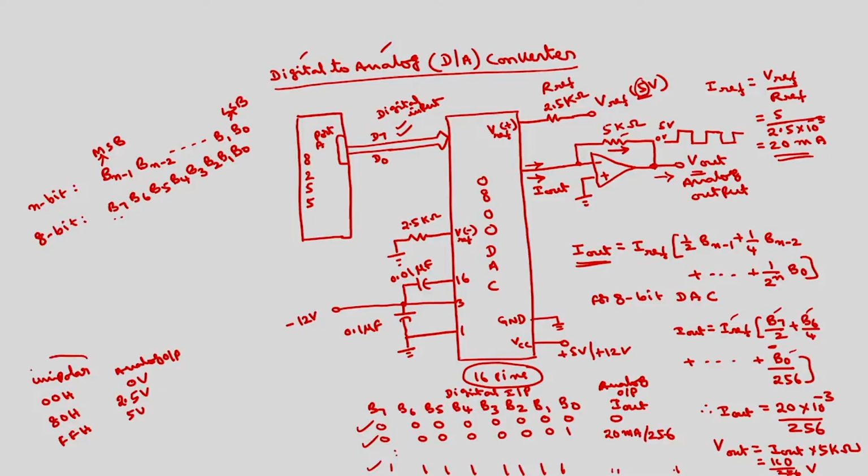In case of bipolar, 00 H corresponds to minus 5 volts, the center value 80 H corresponds to 0 volts and FFH corresponds to plus 5 volts. So 00 H is minus 5 volts, 80 H is 0 volts and FFH is plus 5 volts. This is the difference between the unipolar and bipolar.